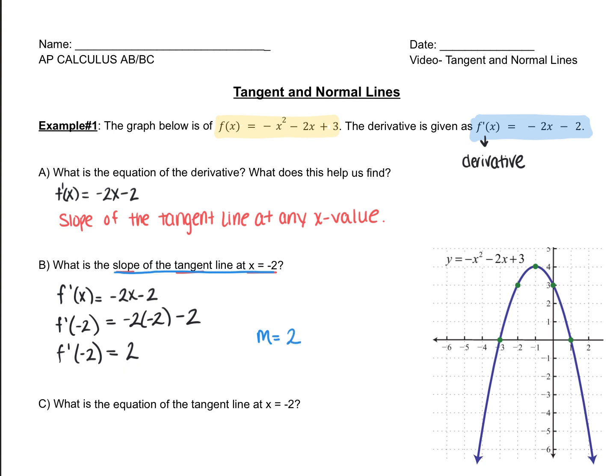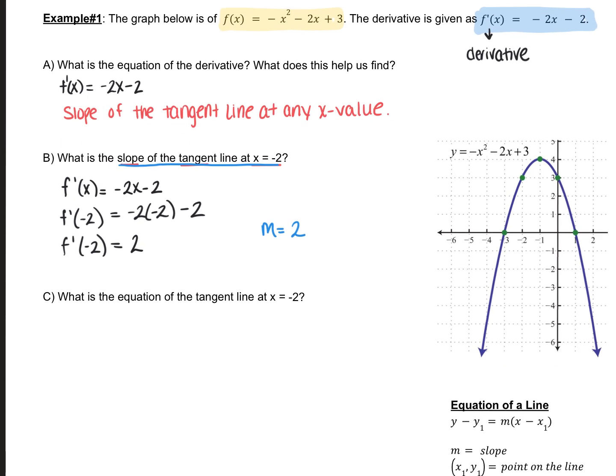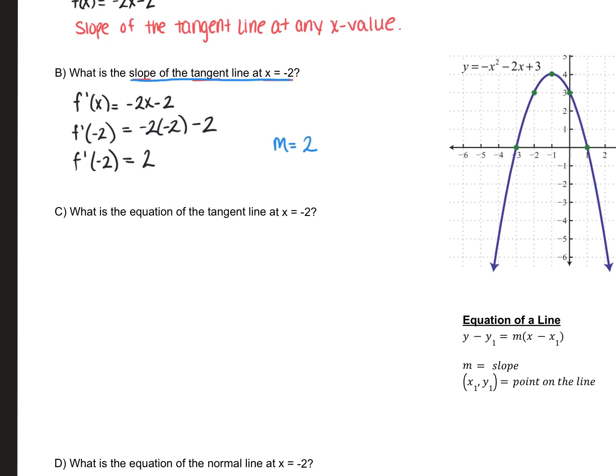Part C, what is the equation of the tangent line at x equals negative 2? So for the equation of a tangent line, there are two forms that we can use. The first form that you're probably used to is y equals mx plus b. Now, we could use that, but we're going to use this formula instead. This is called point slope form of a line. So we could write on the side that this is called point slope form.